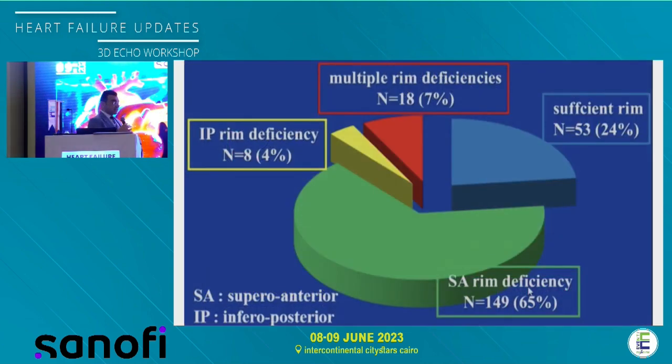Okay? And this is from one of the previous studies, which has seen that aortic rim deficiency may be found in up to 65% of patients with secundum ASD, which is a very big number. Okay? And you have multiple rim deficiencies in 7%. You may have sufficient rims in only 24% of your patients. So you should be aware of this.